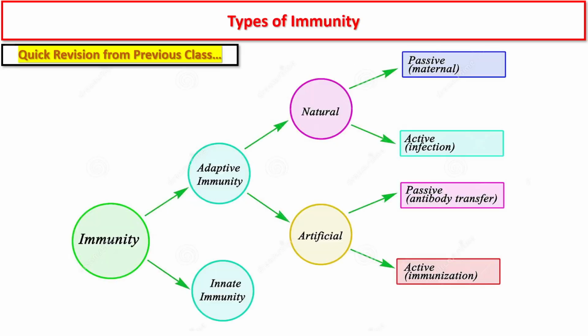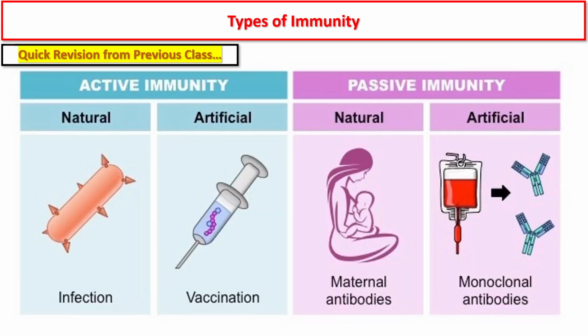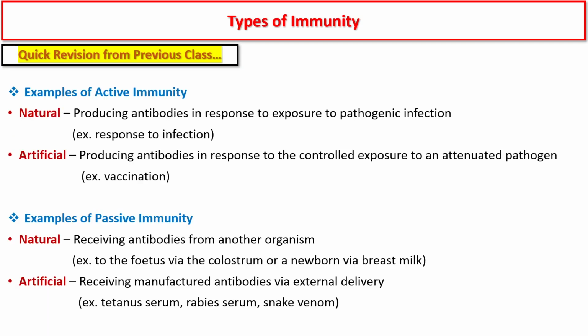We will stop there. So here in this slide, we have studied types of immunity, adaptive and innate immunity and their subtypes, that is natural and artificial. And again, their subtypes, that is active and passive. We have studied what these are and how we are getting this immunity. It was a quick revision from the previous Saturday class. So we have seen this type of immunity here and the examples.